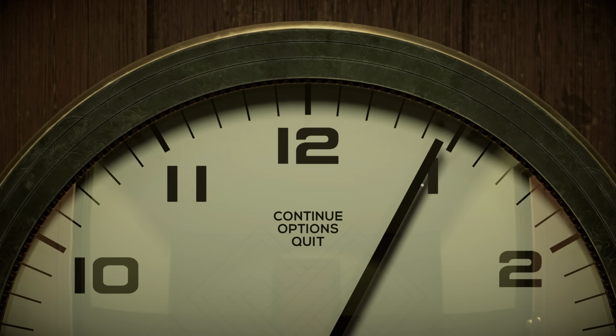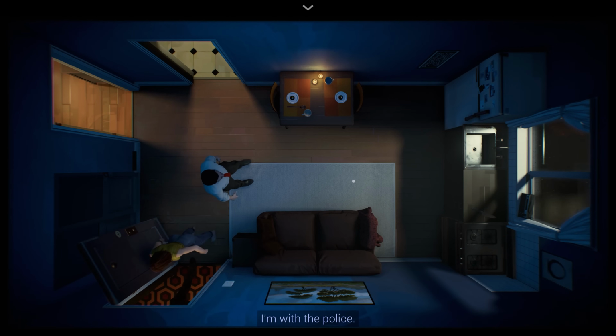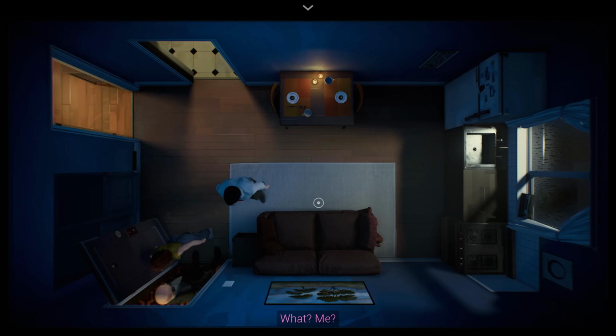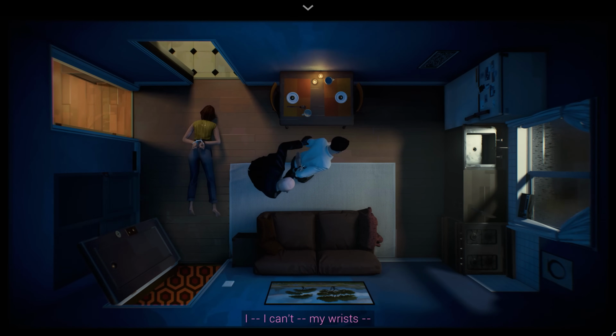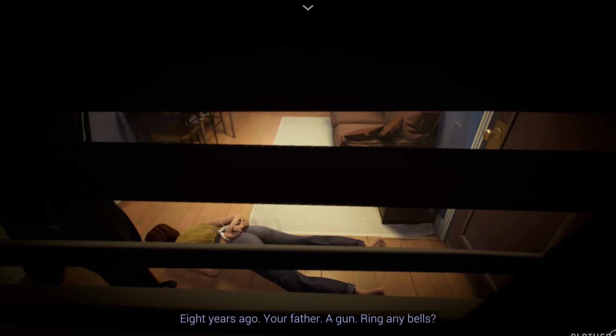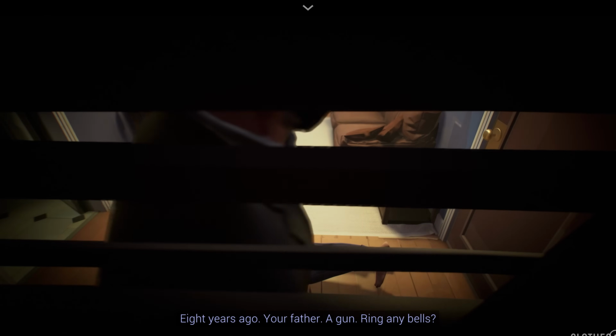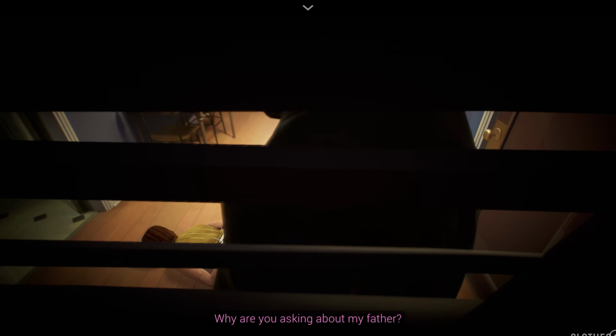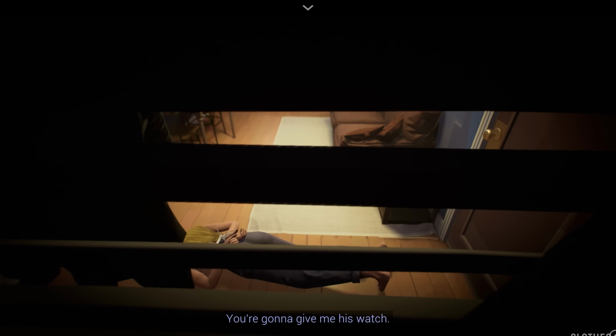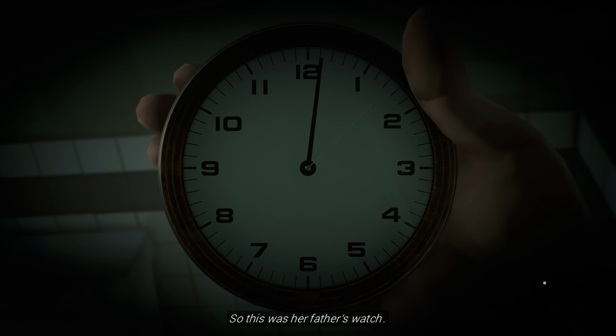After about 5 minutes into each loop, a person claiming to be a cop will barge into the apartment and say that he has a warrant to arrest Daisy. He'll handcuff both Daisy and James, then tell them that Daisy is under arrest for the murder of her father on Christmas Eve 8 years ago. She'll deny this. Then the cop will ask about a watch. This is Daisy's father's watch and is in the vent under the medicine cabinet in the bathroom.